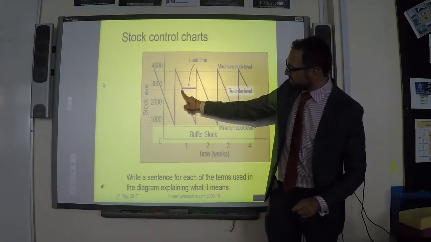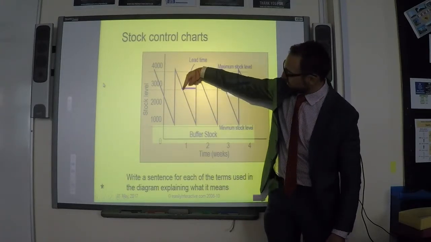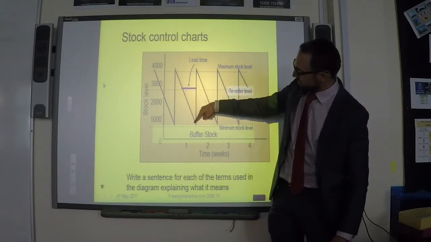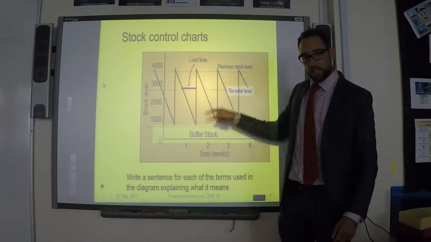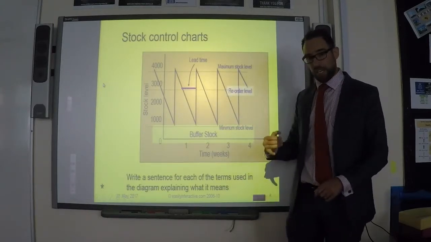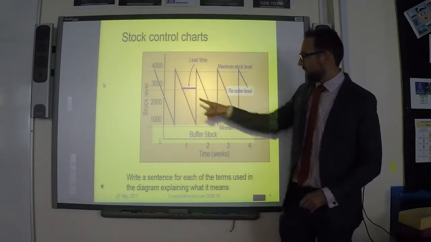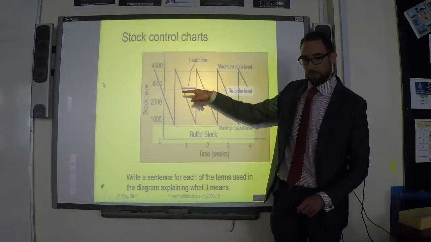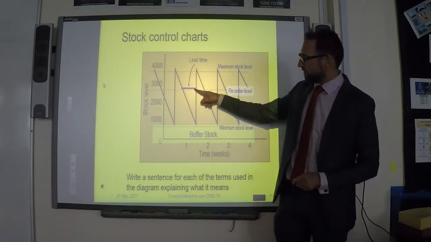So if we order it right here, when the stock gets down to this line, we keep using it, and then it arrives here. And this is what we call the lead time. The lead time is basically the amount of time it takes from calling the supplier and saying, Mr. Supplier, I want more supplies, and the amount of time it takes for them to deliver it. Because it's going to take time for your supplier to get the supplies together, put it onto a truck, and actually deliver that to you.